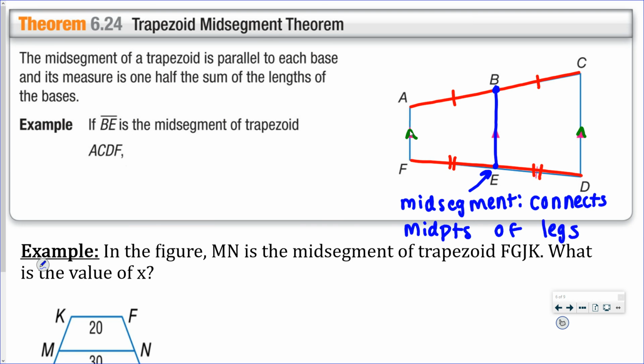All right, here's some properties with the mid-segment. If we know it's a mid-segment, it's going to have to be parallel to the other two bases. Okay, that's one characteristic. So the mid-segment BE would be parallel to AF, and BE is going to be parallel to CD, the other base. It's going to be parallel to both bases. And here's the cool part.